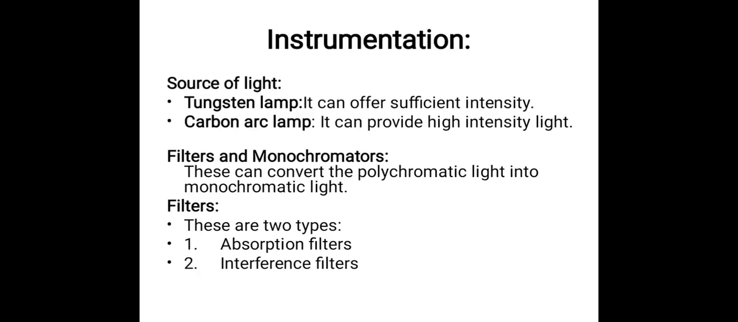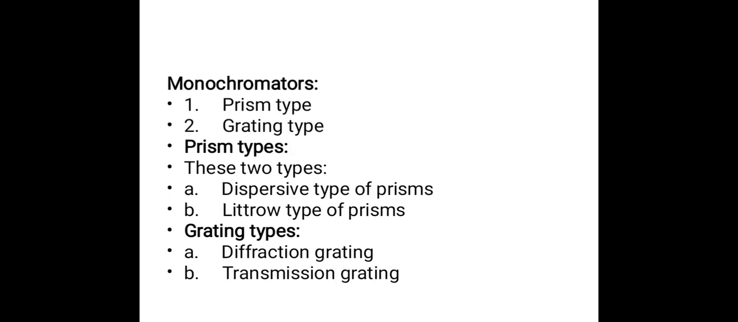Instrumentation. Source of light: a tungsten lamp can offer sufficient intensity, and a carbon arc lamp can provide high intensity light. Filters and monochromators can convert polychromatic light into monochromatic light. There are two types of filters: absorption filters and interference filters. Next, monochromators, like prism type and grating type.